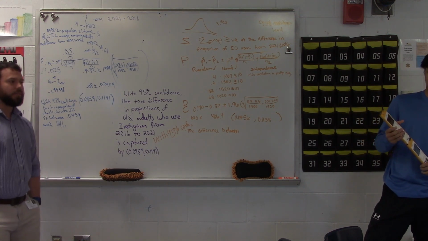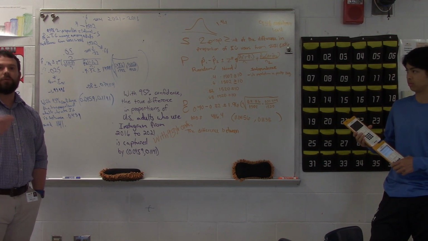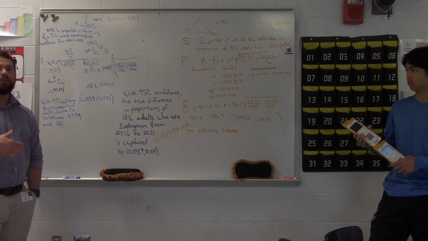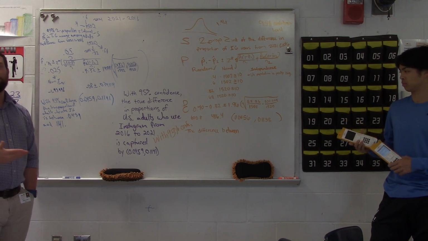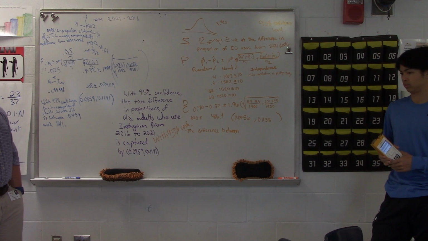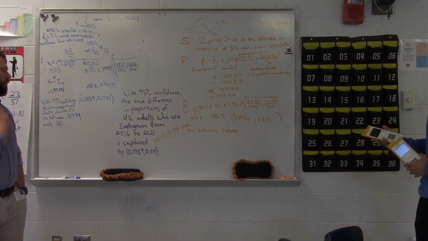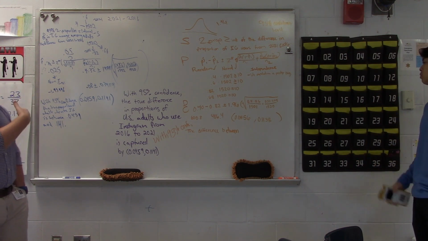What would it be if there was no change? Zero. What did we not capture? You didn't capture 0. So 0 was not a possible value in that 95% confidence interval. So do I have convincing evidence that I believe the true difference in proportions changed, that it increased? Yes.